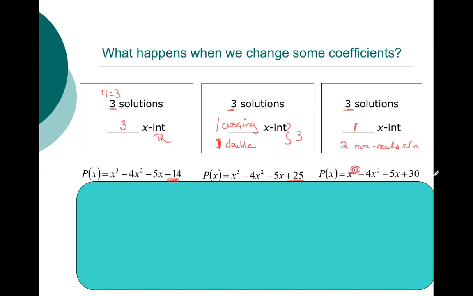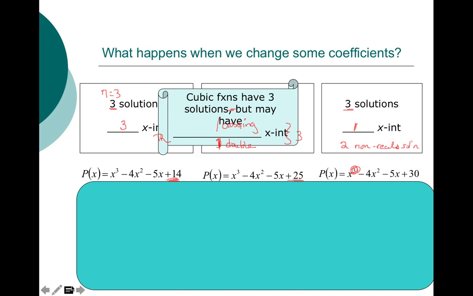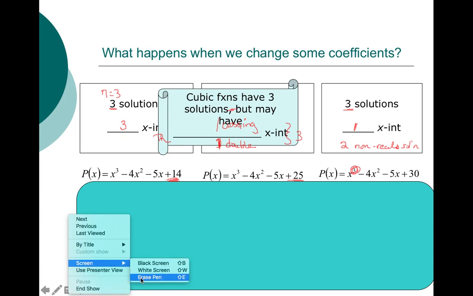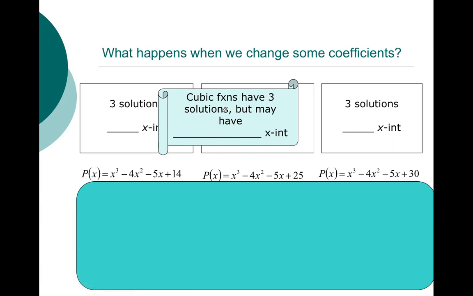All right, next. Oh, sorry, I had a big conclusion there. So cubic functions have 3 solutions, but may have 3 x-intercepts, or 2 x-intercepts, where one of them is a double, so you still really have a total of 3, or 1 x-intercept, where 2 are non-real. You will never have 0 x-intercepts on a cubic function. Right?